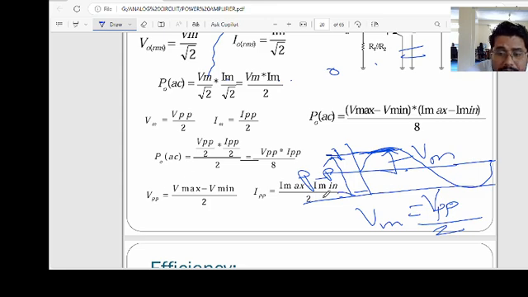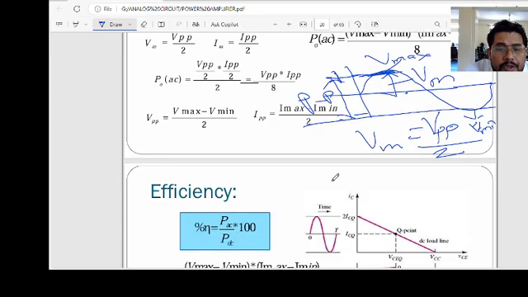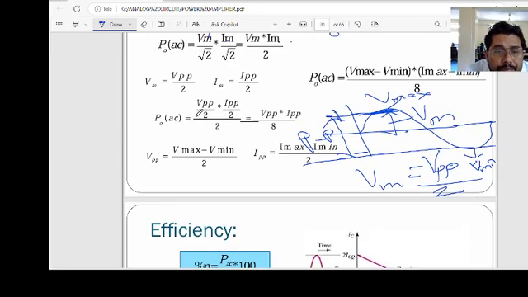We can also call this Vmax. This value is also called Vmax, and this is the Vmin. So we can put this value here. Output AC power equals peak-to-peak voltage times peak-to-peak current divided by 8, because 2 into 2 multiplied by 8 divided by 2 is 8.